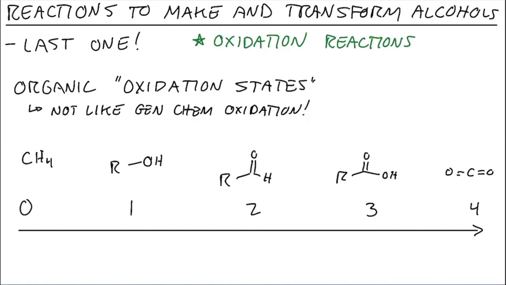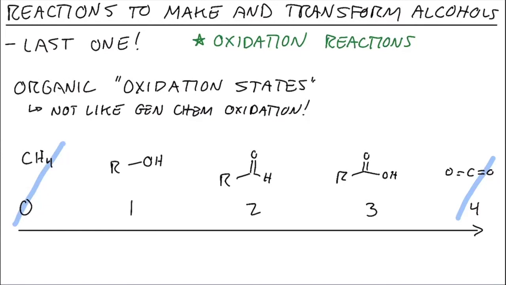So again, our lowest oxidation state of 0 and our highest oxidation state of 4 exist, but they're not going to be common, so you don't really need to worry about them. But 1, 2, and 3 are highly common, and they're definitely going to be a part of this unit. So when we were talking about alcohols in the beginning of this video, those are all in this first oxidation state. And now we're going to talk about oxidizing them further.